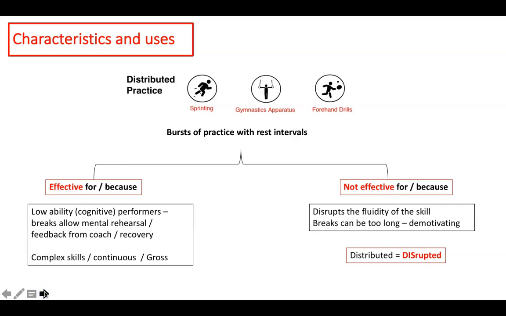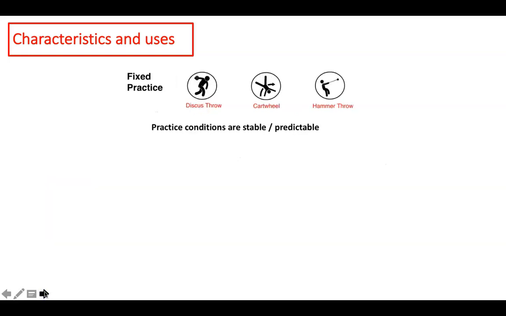And then also breaks can be too long, which again leads to potential demotivation as well. So it's not very motivating, constantly breaking. You start to get a bit demotivated by this as the performer. So that is distributed practice. Distributed and mass practice, very much like the opposites of each other. Then we move on to fixed practice.